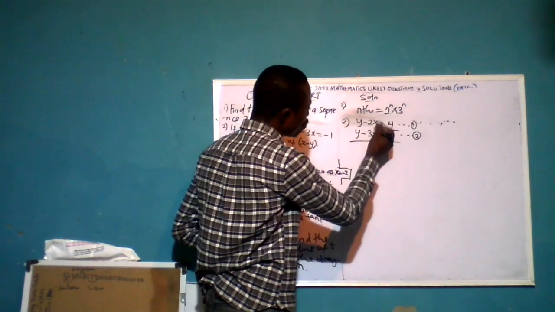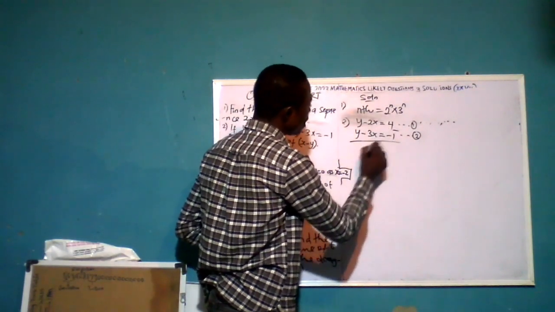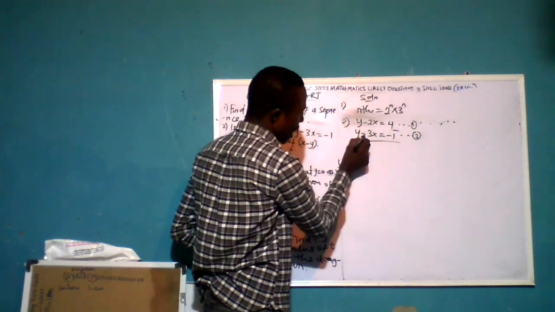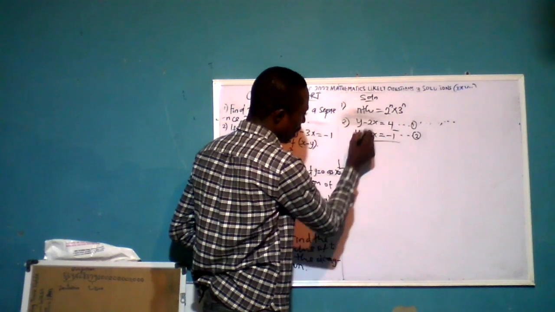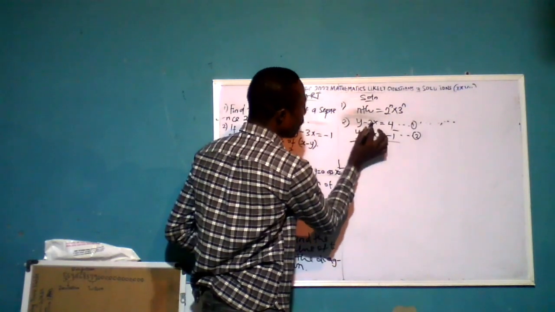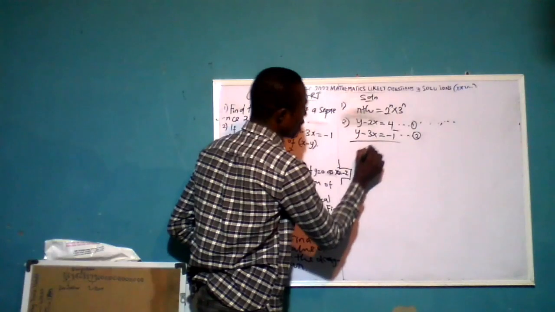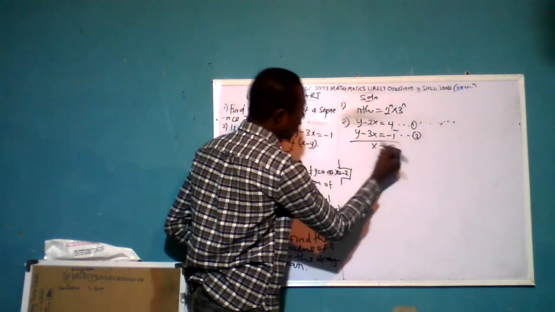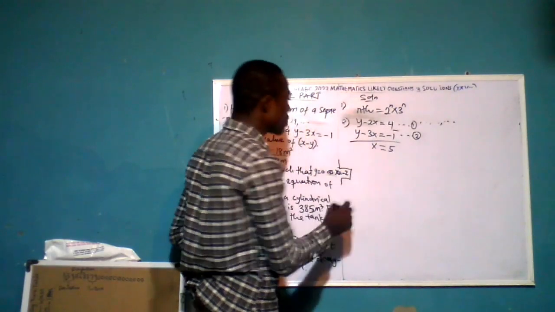Then you have minus 2x plus 3x. That will give you, because minus sign here, minus sign here, and minus sign here will give you plus. So you have minus 2x plus 3x. That will give you x. Then you have 4 minus 1. That will give you 5. So you have your x to be equal to 5.